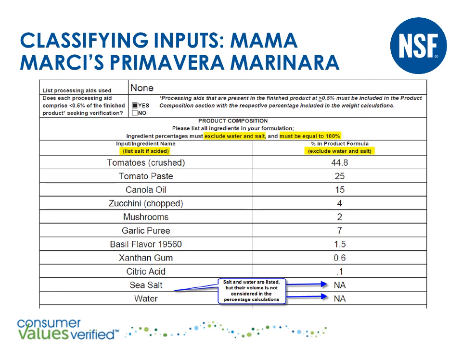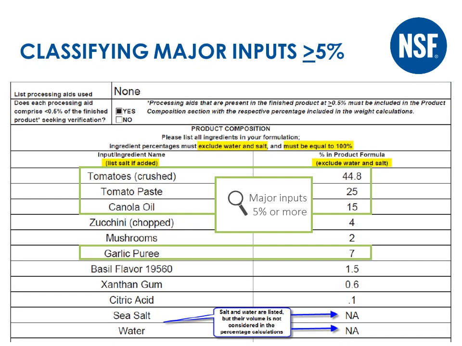So let's come back to our product, Mama Marcy's, and take a closer look at classifying the inputs. Here's an up close of the formula. We are looking at the percent of each input in the finished product. We have 4 inputs that are major: crushed tomatoes, tomato paste, canola oil, and garlic puree. The next step is to examine the complete ingredient disclosure for each input. As mentioned earlier, it is important to examine the sub-ingredients within each input to fully evaluate the input.